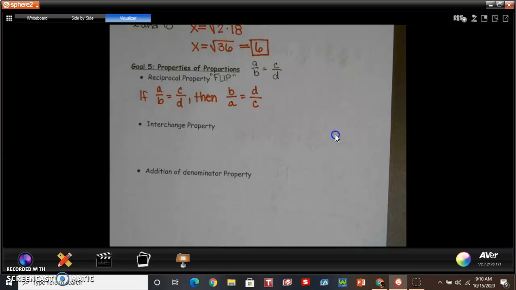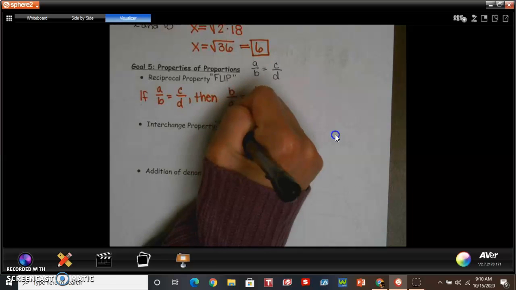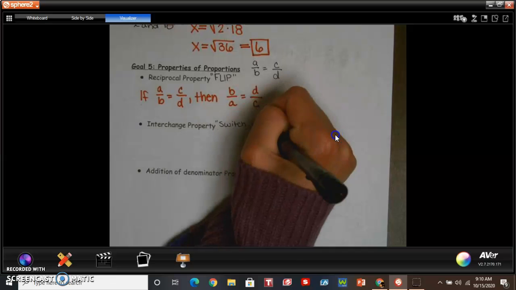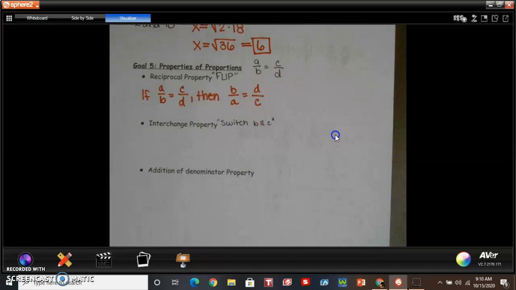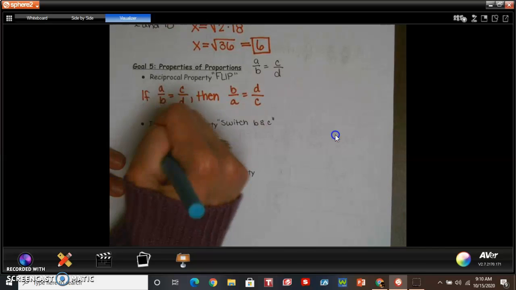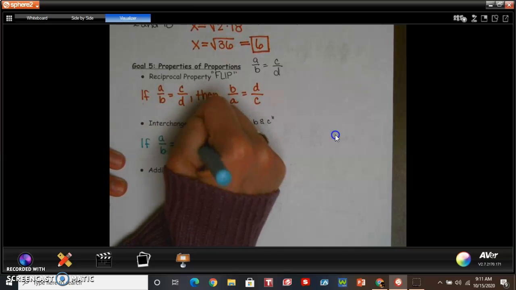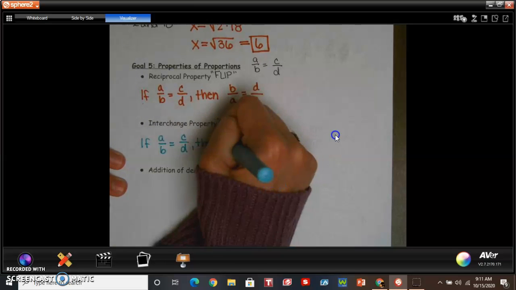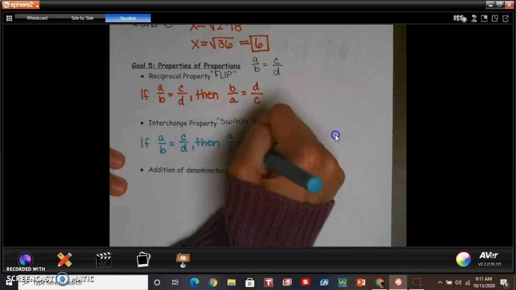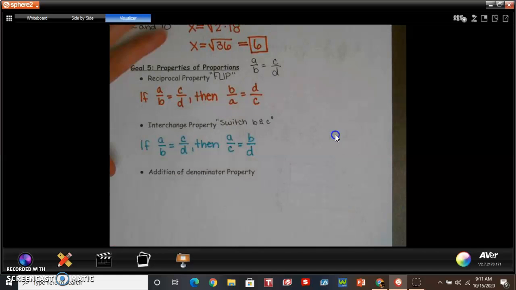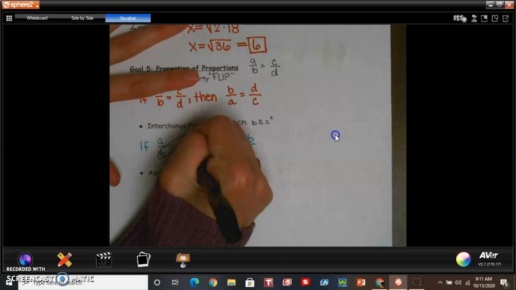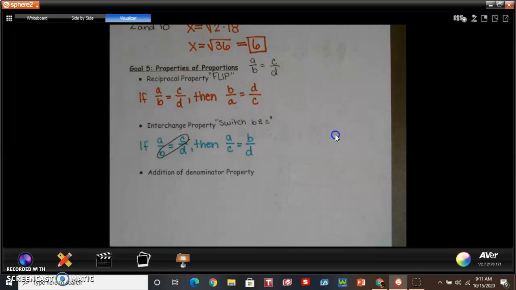Okay? Next, the interchanging. This means we're going to switch B and C. So, if A over B equals C over D, then A over C equals B over D. You can also think of it as the diagonal flip, if that helps you, because those are the ones that are switching. They're changing positions. They still end up being true. They still end up equaling.